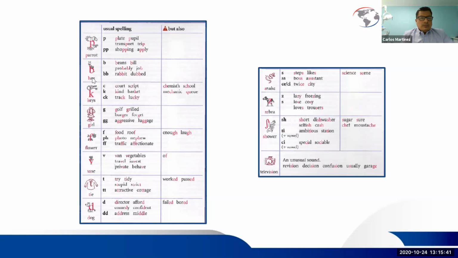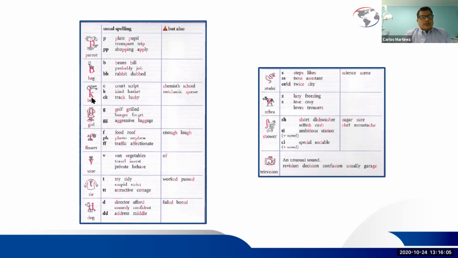The phoneme B, like in bag, can be represented with one B or sometimes two Bs, like in beans, bill, probably, job, rabbit, and dubbed. Okay, these are the different combinations of letters that you can use to produce the sound B.